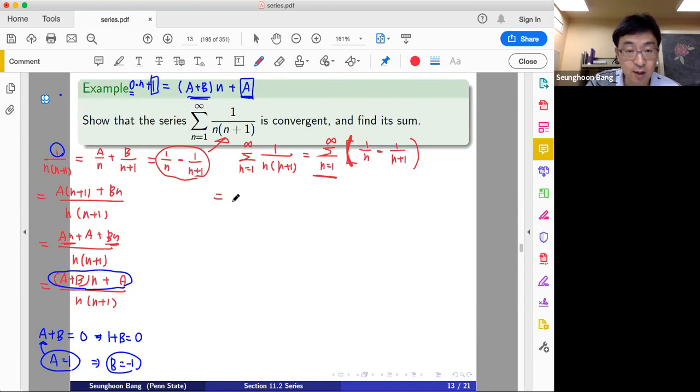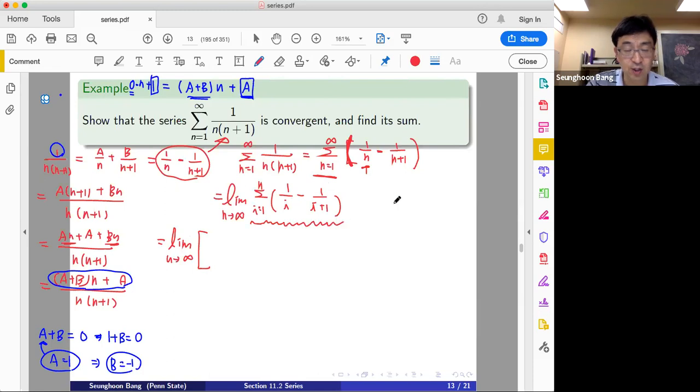This is the same as the limit as n approaches infinity of the summation from i equal to 1 to n. You can replace n by i. So we have 1 over i minus 1 over i plus 1. Next, you keep the limit as n approaches infinity, and calculate the partial sum first. I'm going to use the expanded form.